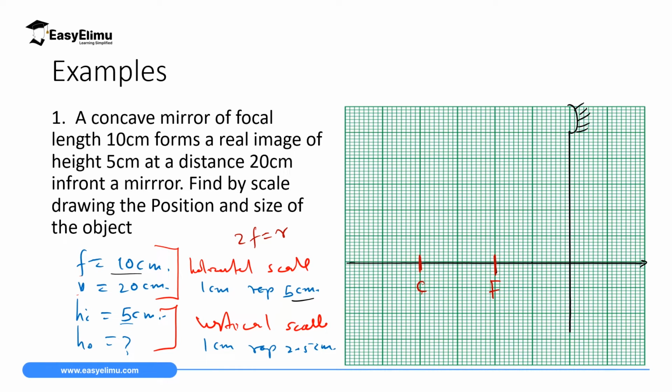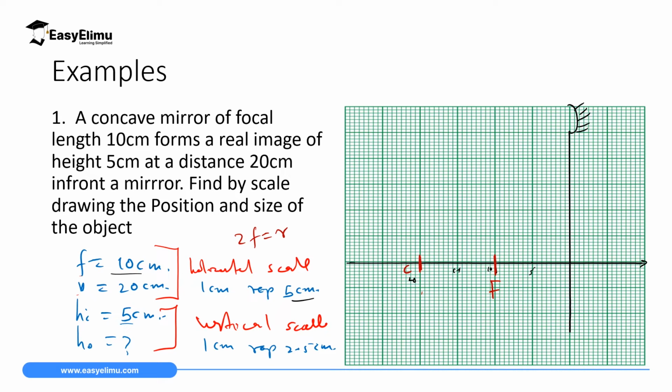Now we have to locate the position of the image that is being formed. We are told the image is formed 20 centimeters from the mirror. So if it is 20 centimeters from the mirror, then we will count. 1 centimeter represents 5 centimeters. So here 1 centimeter is 5, then this is 10, 15, 20. So the image was formed at the center of curvature. Then we have to draw that image, and its height is 5 centimeter.